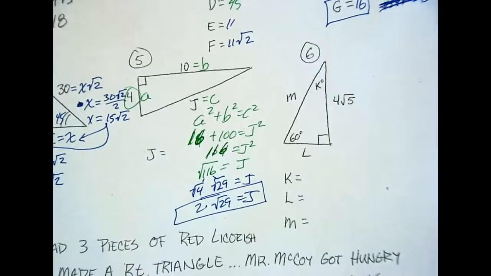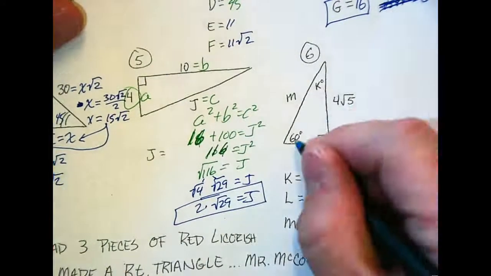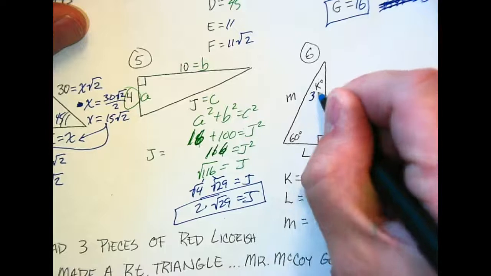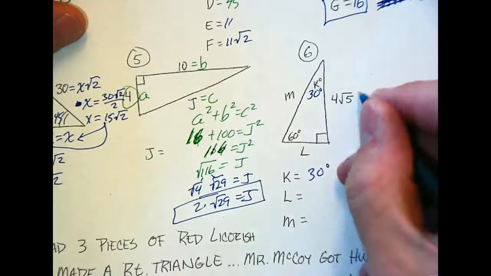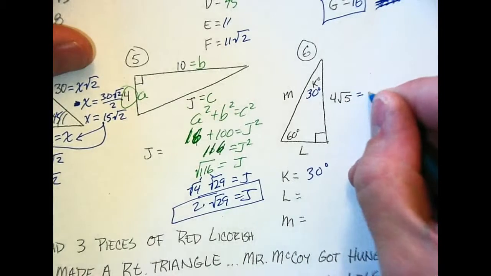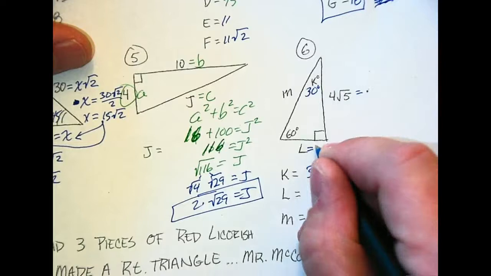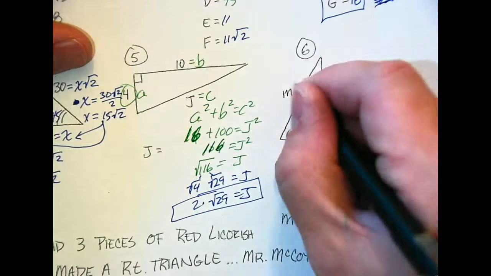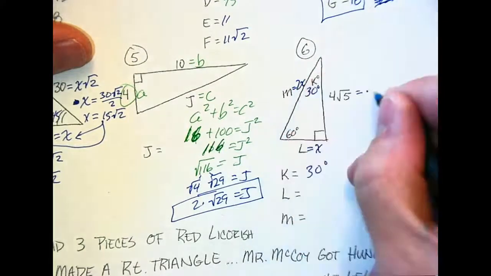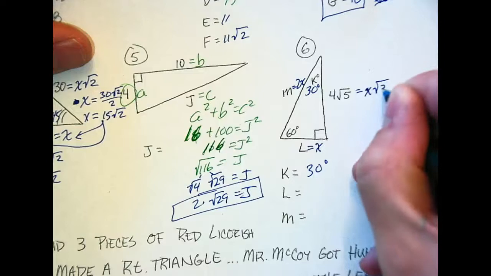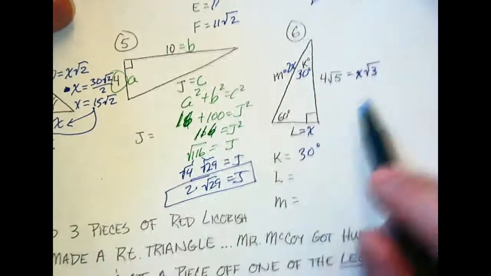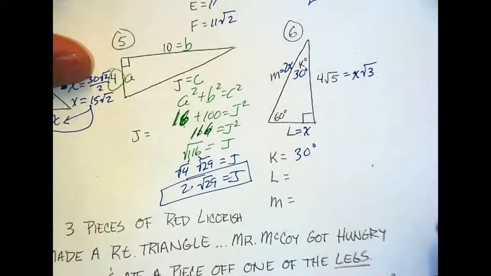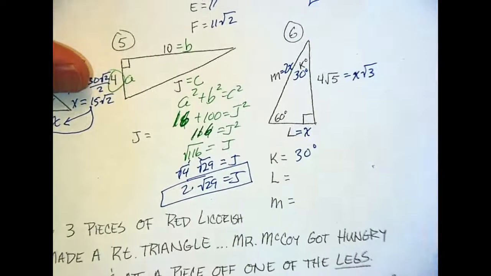Special? Yes. Oh yeah, if this is 60 and that's 90, this makes this 30. All right. So in this one, the shortest side is always x. The longest side is always 2x. That means the last one is x root 3. All right, well, that looks ugly. 4 root 5 equals x root 3. I know, that's tough.